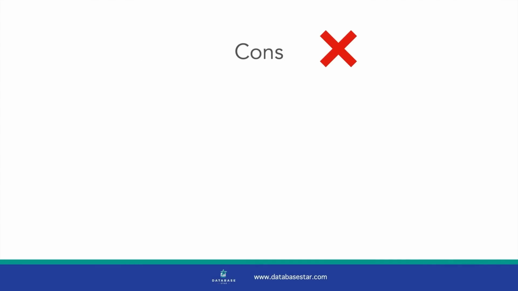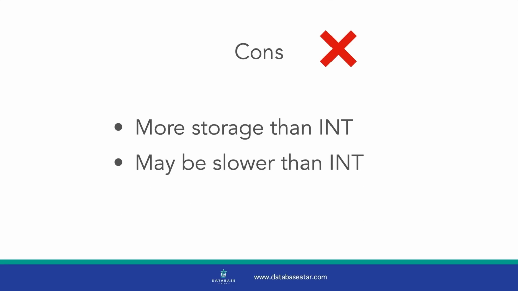The cons for UUID v7 are similar to UUID v4. They use a little more storage than integers, but as mentioned earlier, that may not be an issue for you. The performance may not be as good as integers because of this size, but it's something to measure.